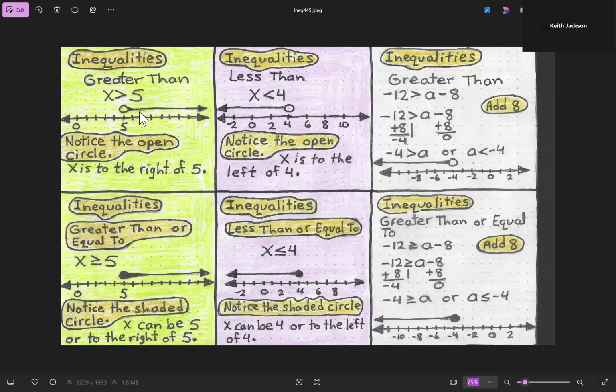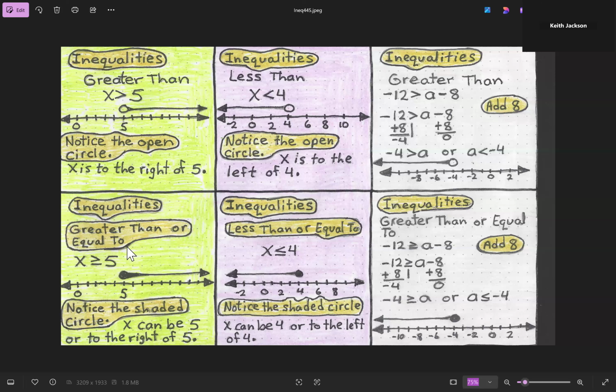And the good news is this, because that arrow is pointing in the right direction, we can see that now x is greater than 5. That's what this means. So when we put it on a number line, we know exactly where that arrow is going. And again, x is to the right of 5, just as this arrow is indicating. Again, noticing that we have an open circle.